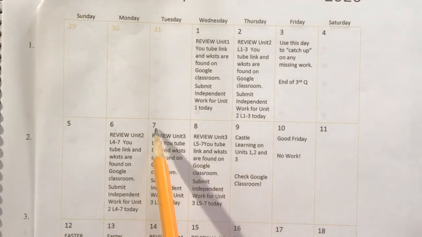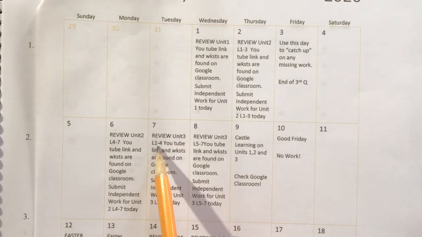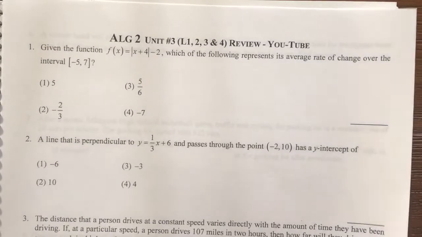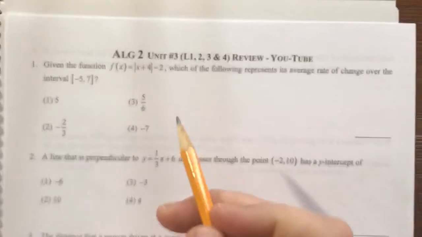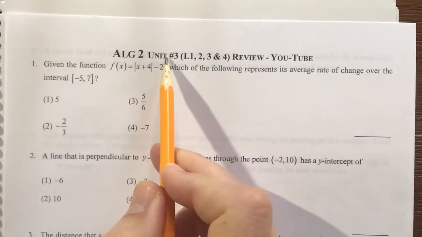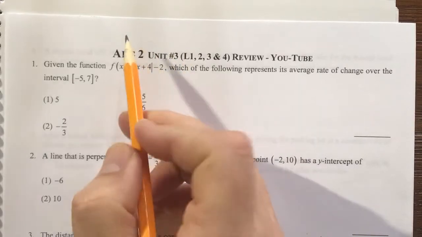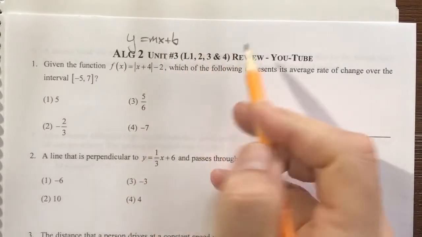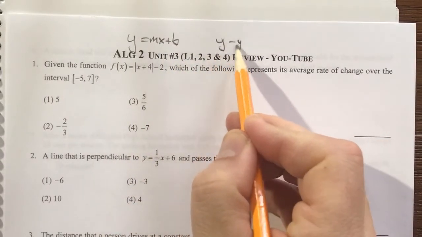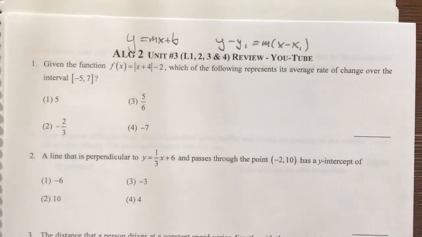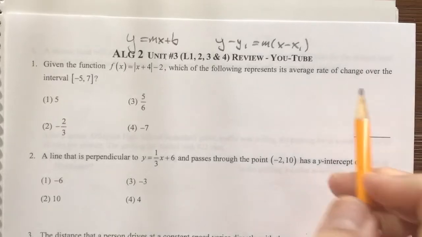Algebra 2, we're looking at April 7th, Unit 3, Lessons 1, 2, 3, and 4. So here we are, YouTube lesson. We'll be doing these lessons here. I know we did average rate of change, a lot of linear. Unit 3 is all about lines, so things like mx plus b. We've got to find slope, the rate of change, and this is also a very useful formula for finding the equation of lines. All right, that's not all of it, but that was a lot of it.